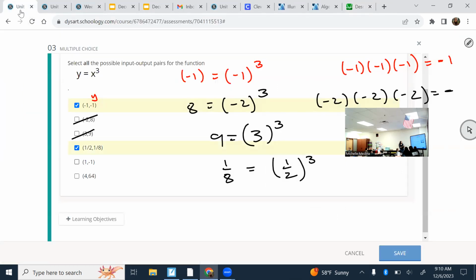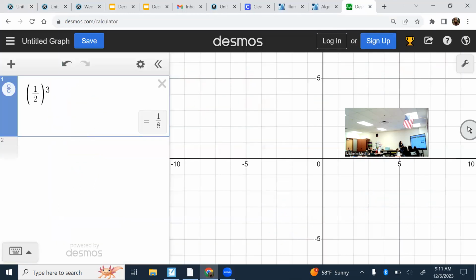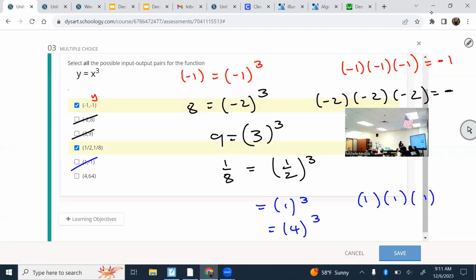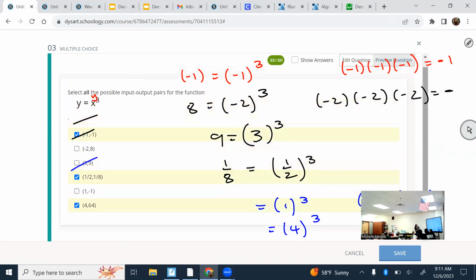Next one, if I were to cube a +1, would I get a -1? All right, no, there's no negatives involved at all, right? 1 times 1 times 1, so don't pick this one. And then last one, if I cube a 4, do I get 64? So let me do that one in my calculator. All right, I do get 64. So then those are my possible input output pairs. See if it's right. Okay, yes.